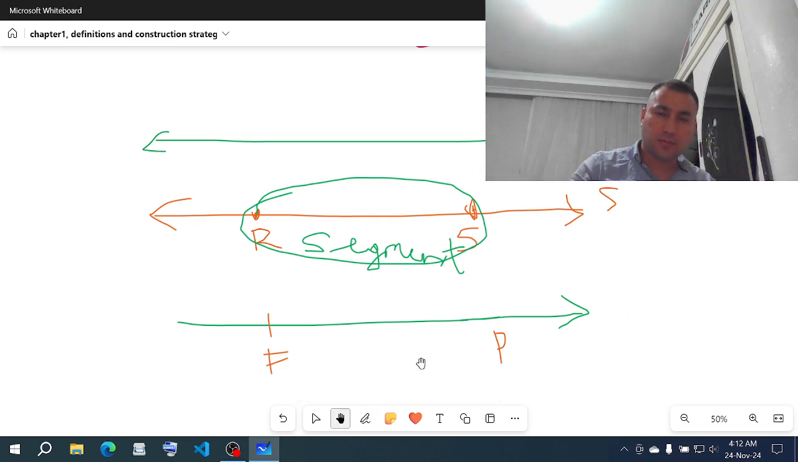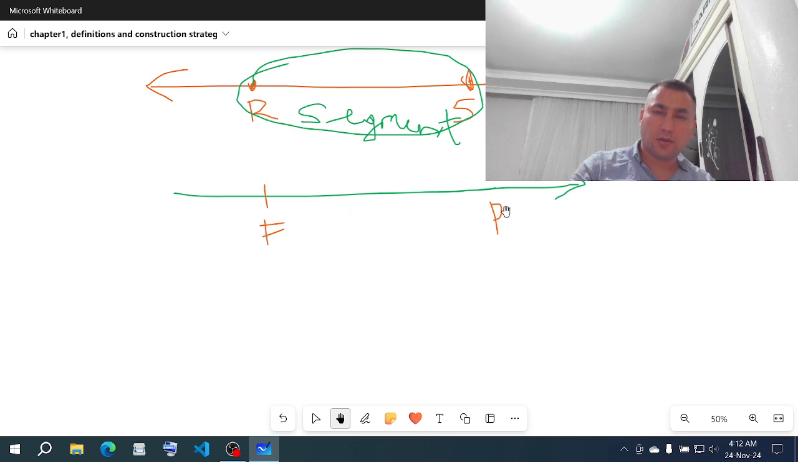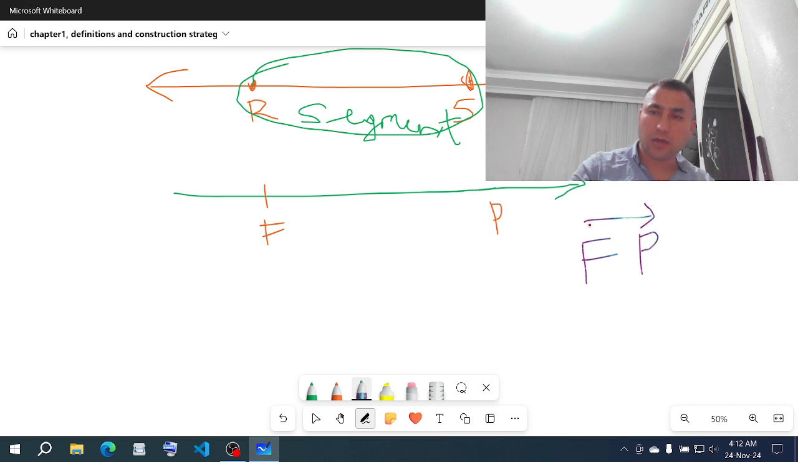Okay. Also, it's called the FP. Let me write it like this: F to the P, and we put the arrow. So the arrow needs to be like this. It starts from F to the P. Okay.